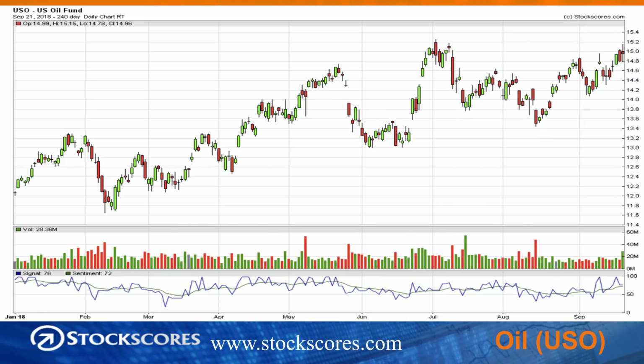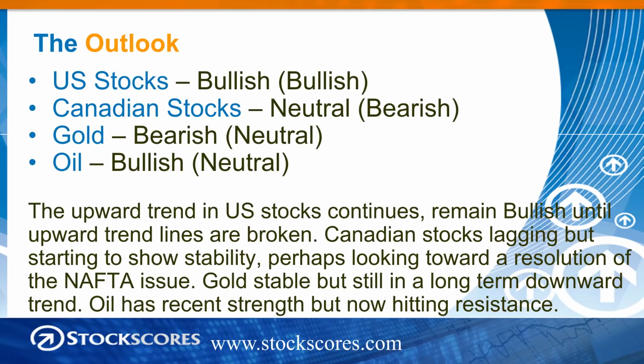higher as well. So my outlook then, US stocks bullish on both time frames, Canadian stocks neutral long-term, bearish short-term. We could switch to at least neutral and perhaps even bullish short-term very quickly if we can break that downward trend. Gold, I remain bearish long-term, neutral short-term, but that could upgrade to a bullish outlook short-term and perhaps neutral longer-term if we do break that downward trend line on the daily.